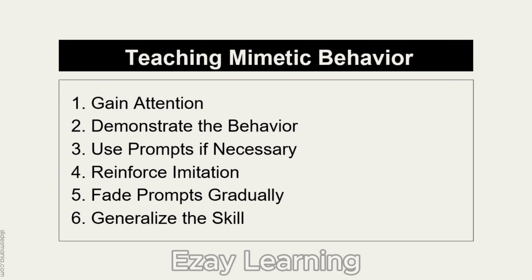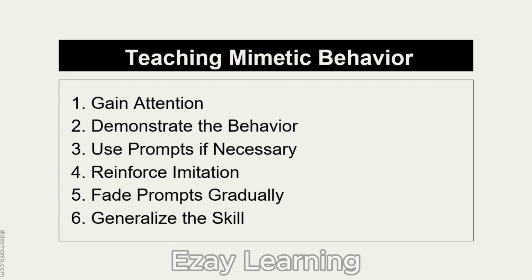Now demonstrate the behavior. Clearly model the action to be imitated. For example, slowly clap your hands and say, "Do this." Use prompts if needed. Provide physical, verbal, or gestural prompts to help the learner replicate the behavior. For example, gently guide the learner's hand to clap if they do not initiate the movement.